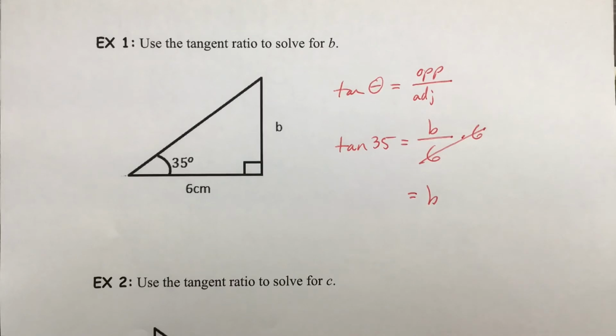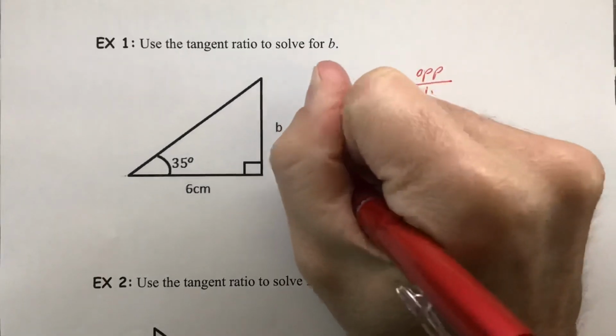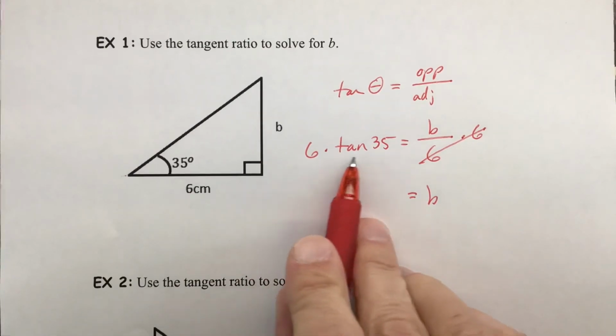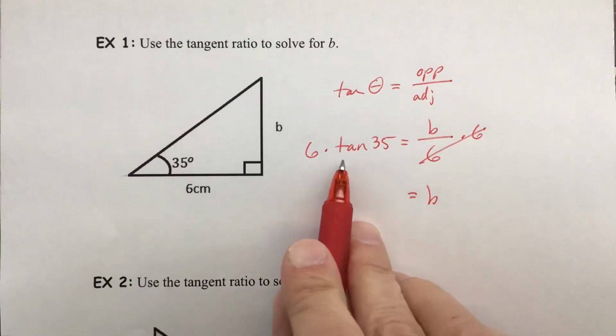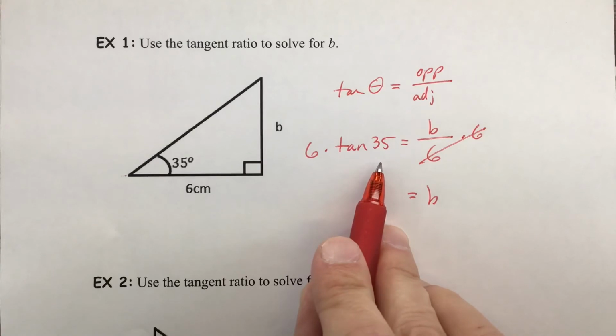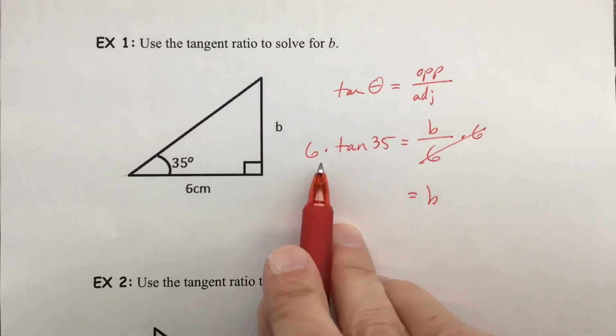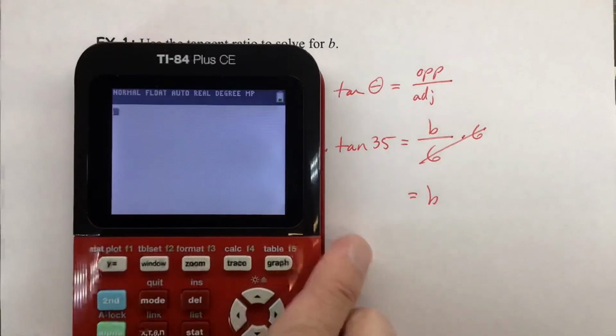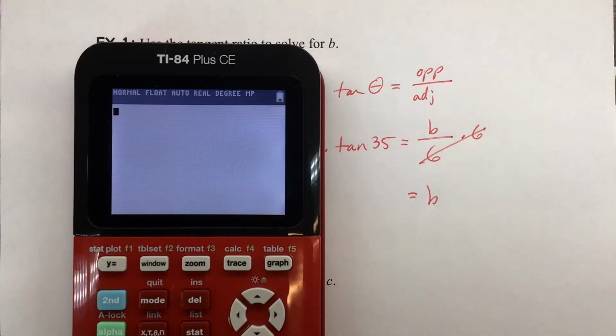Now to balance things, I'll just make sure that I multiply this side by 6 as well. And this is something that we can evaluate in a calculator. The tangent of 35 is just going to give you back the ratio that we should get, and then when we multiply it by 6, it will figure out what the b value is.